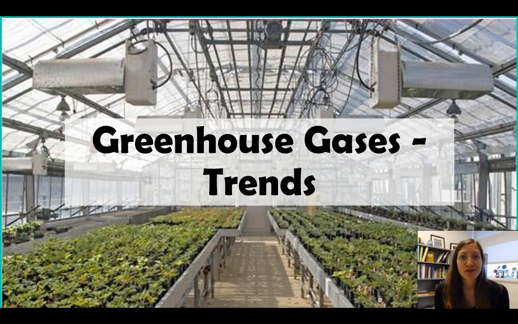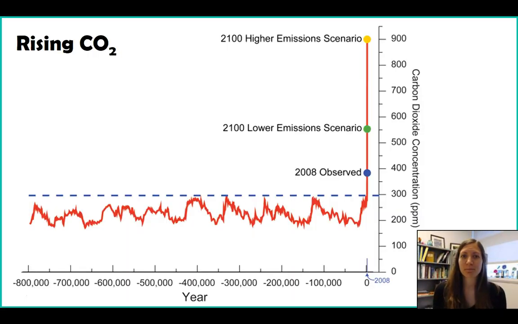We're also going to take a look at some of the worst and best offenders of these greenhouse gases to kind of get an idea of what are some of the things that play into the amount of greenhouse gas that is released by an area. So let's first take a look at the trends of carbon dioxide over time.